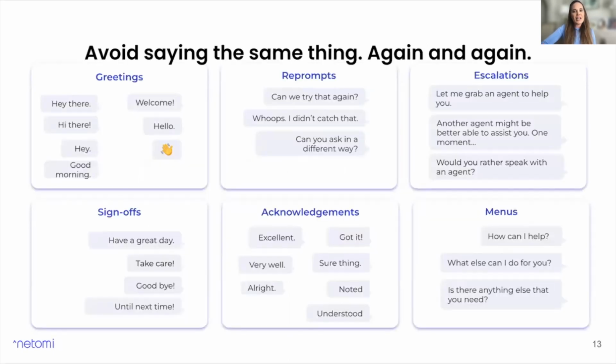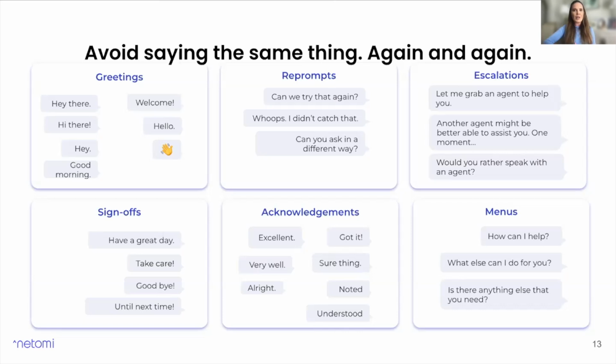So we want to use variation. This is particularly important in what we call standard vocabulary. These are things like our greetings, how we're welcoming our users, how we're saying goodbye, and reprompts. If we have to ask somebody to ask something again or try it a different way, we want to make sure that we've got variation there. So if this is triggered once or multiple times in a conversation, it doesn't sound robotic. There are a lot of ways that we can do that to make it feel natural. The same goes with escalations and acknowledgements and different menu options.